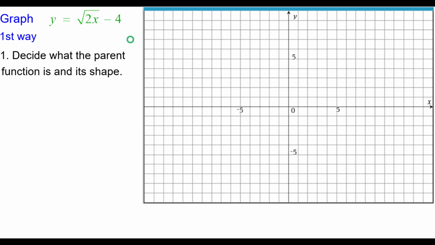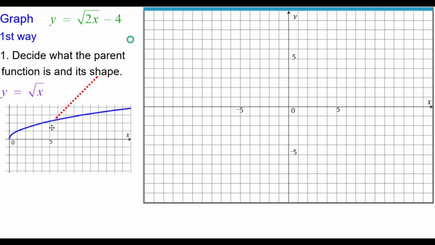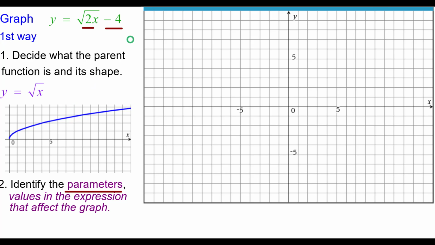Decide what the parent function is and its shape. It's the square root or radical x function, and its shape is half a parabola going sideways. Keep this in the back of your mind as we're drawing the graph. We need to identify the parameters. What we mean by that are values in the expression that affect the graph, and there are 2 of them in this equation.